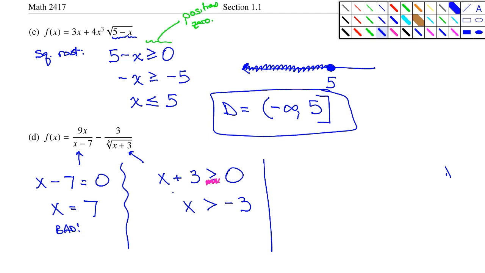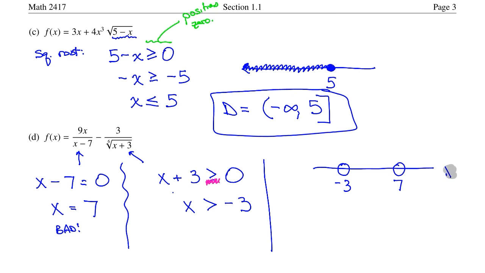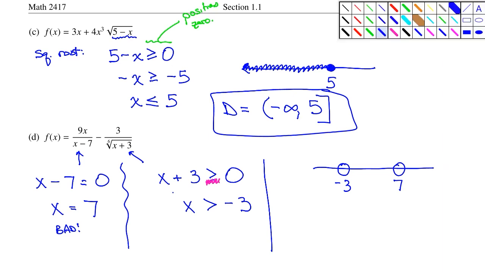So what does that leave me with? Well, we're going to start with negative 3, and that's open because it can't be equal to negative 3. We're also going to exclude 7 because it can't be equal to 7. And now we shade in what we want. So x is greater than negative 3 is this piece. We have to jump over 7 and then continue on. So we have that the domain starts at negative 3. It's open at negative 3, goes to 7, jumps over 7, and then continues on.